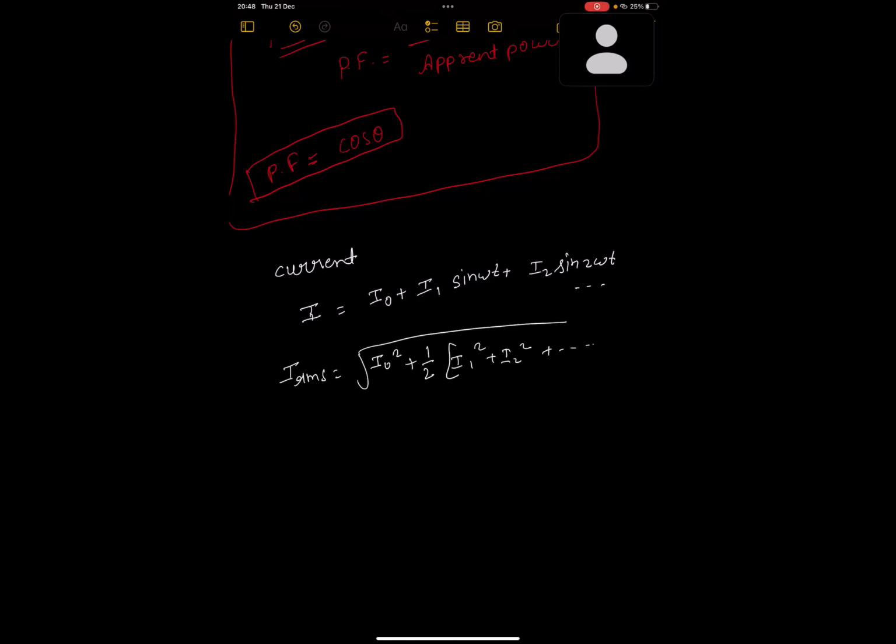This one is the way of finding different types of concepts. The sine and cos terms are additions of something. That is the harmonic component.